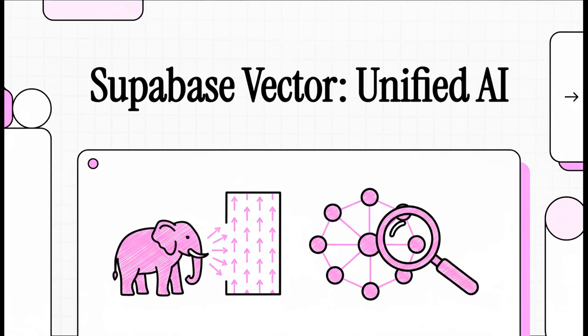Welcome to The Explainer. Today, we're digging into Supabase Vector. It's a tool that's tackling a huge headache for developers: how to add really powerful AI features to your app without adding a mountain of complexity.